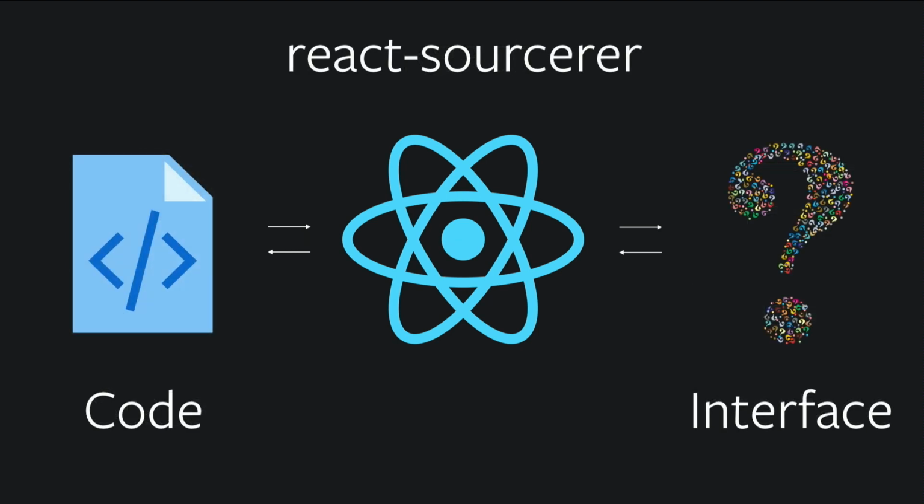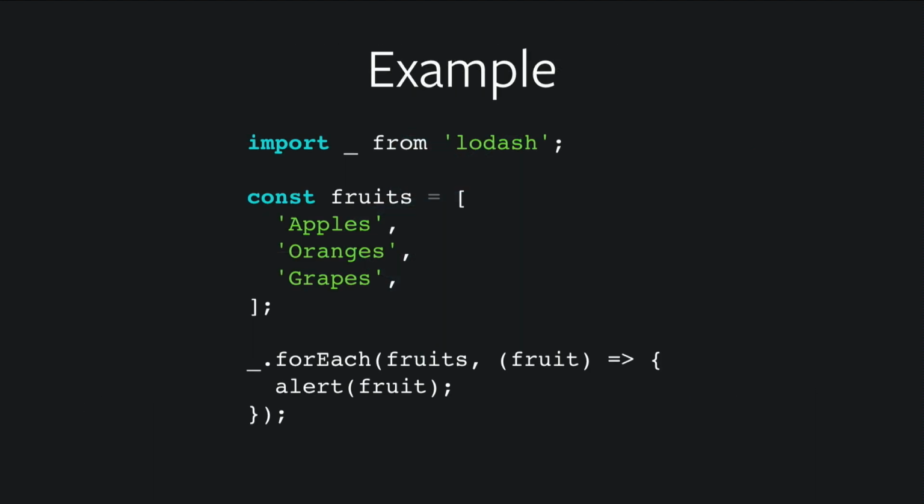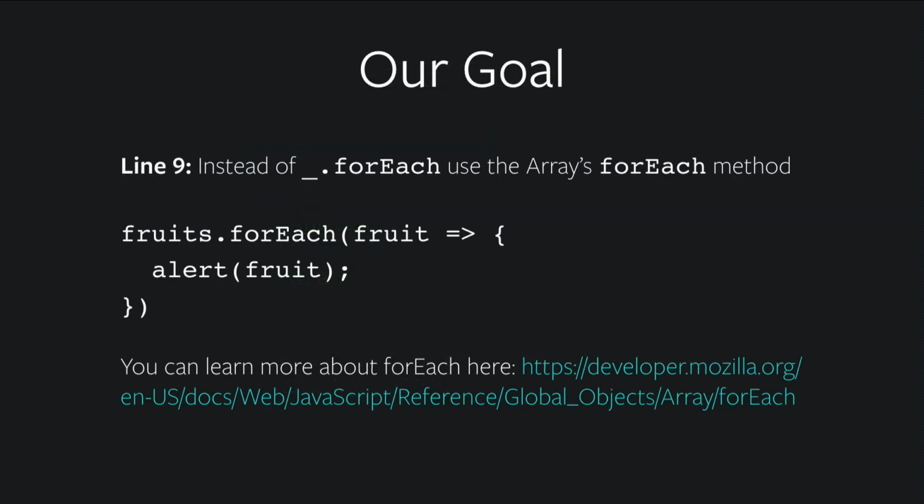React Sorcerer is kind of interesting because it takes your state and says, what if your state was actually your source code? What kinds of interfaces could we build, and how could we respond to those interfaces to then update our source code? Our example code that we're going to be going through today is this. We're importing underscore or Lodash. We have a list of fruits. We're going to iterate over each fruit and just alert the fruit name. Our goal is to detect that they're using Lodash, detect that they're using the forEach method, make a recommendation to use the built-in forEach method, reauthor the code for them, and then provide a helpful link to learn more about the built-in forEach method.